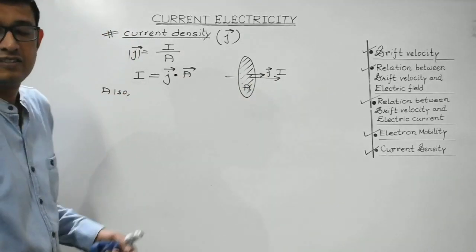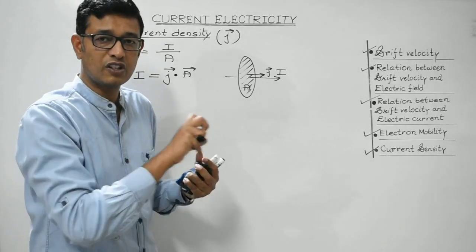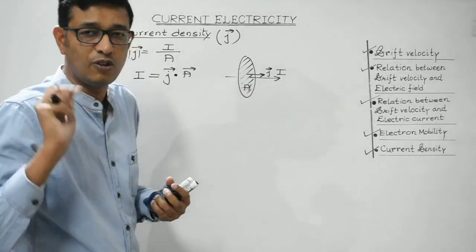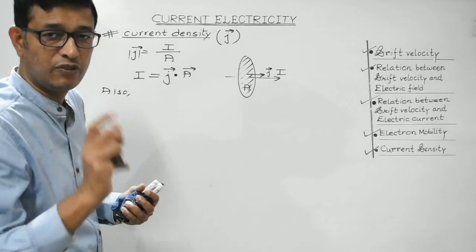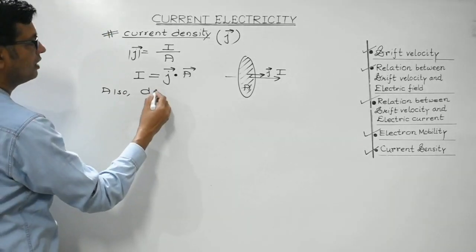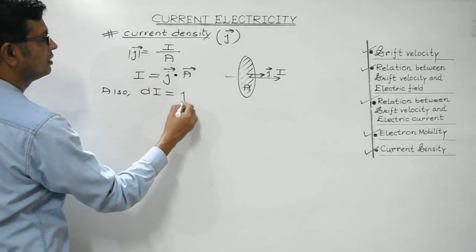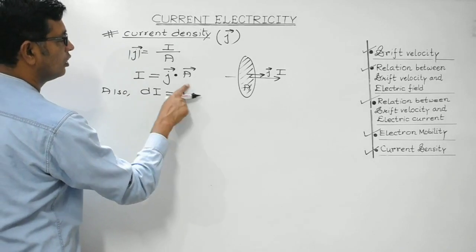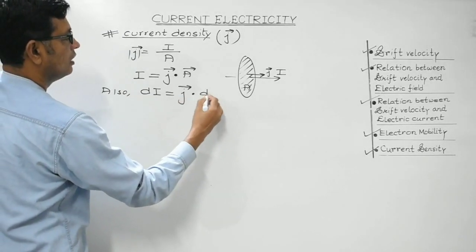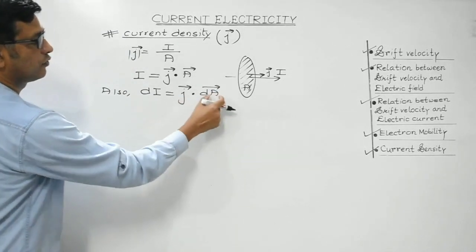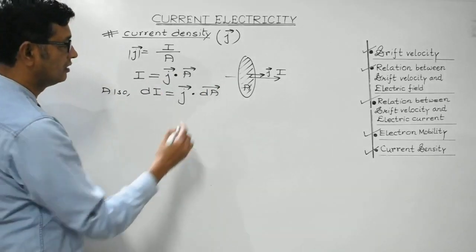Also, in case the current flowing through the cross section of the conductor is non-uniform, then the small current may be represented as J vector dot dA vector. This is for small cross sectional area. This is the dot product.